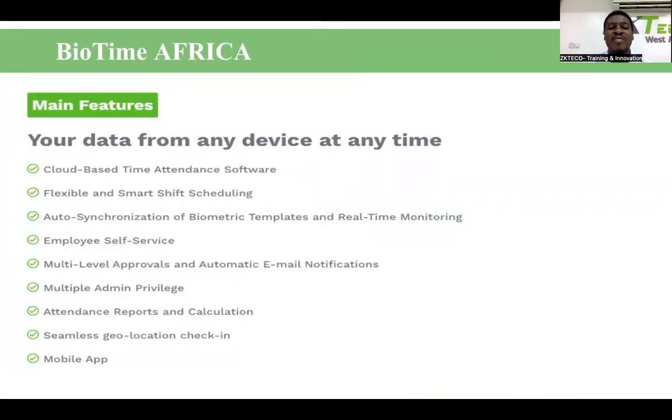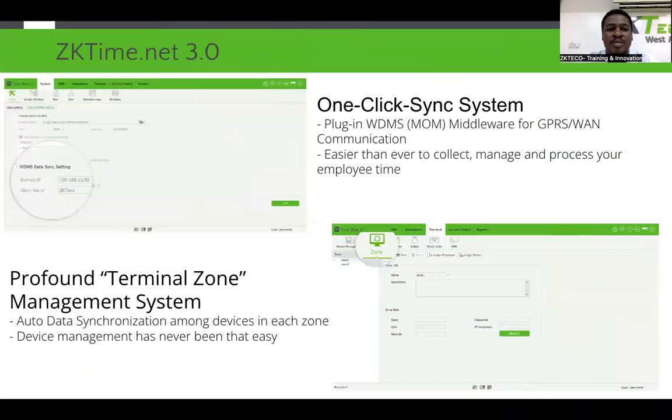So these are the features you get from the About Time Africa. It is cloud-based, just like I said, with flexible and smart shift scheduling, similar to About Time 8, auto synchronization of data in real time, employee self-service. We also have the multi-level approvals, multiple admin privilege. We have the attendance reports. We also have the use of mobile applications. So these are the features you get using the About Time Africa.